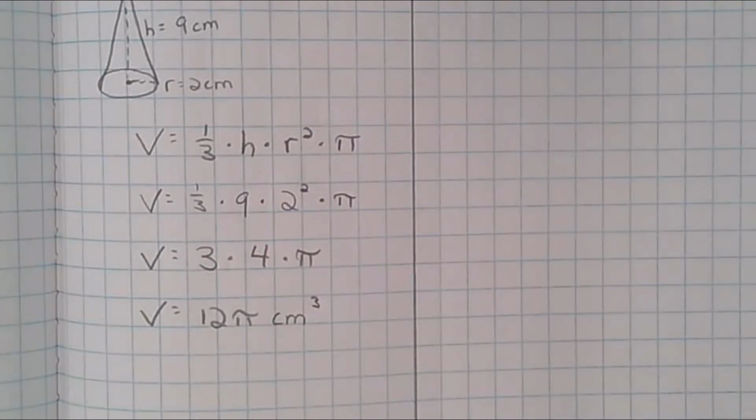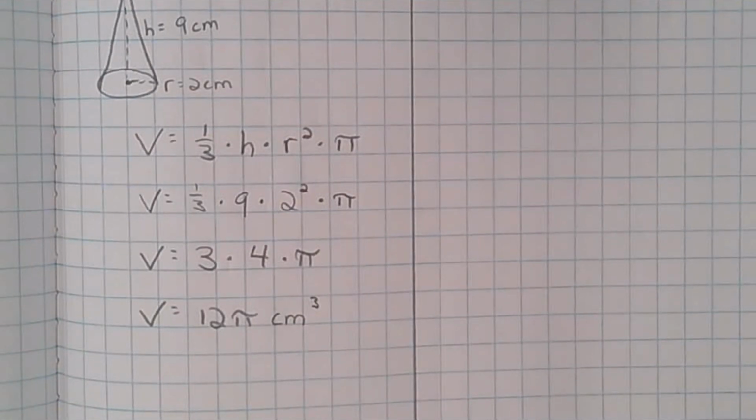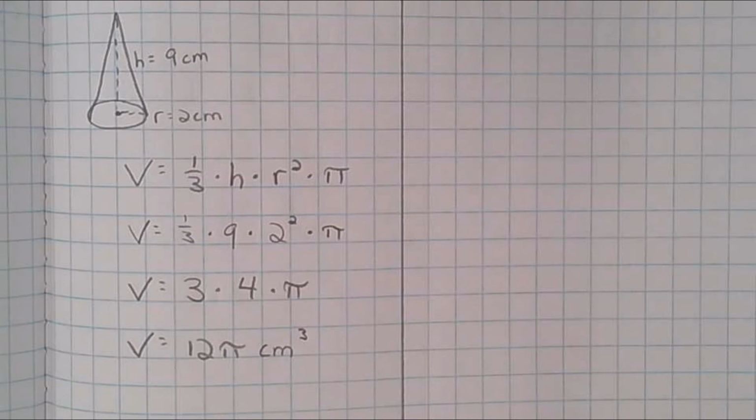That's it. That's how we find the volume of a cone. Same formula as a cylinder, but then you multiply by 1/3 at the end. All right, let's do one more.